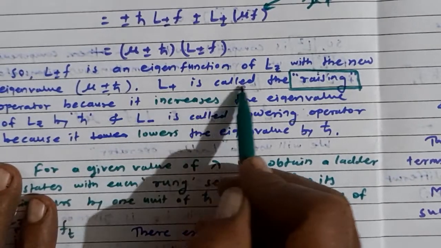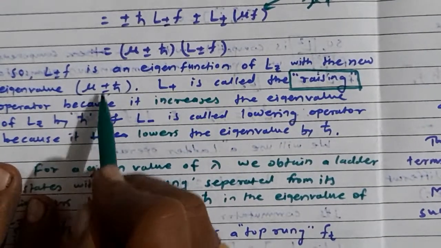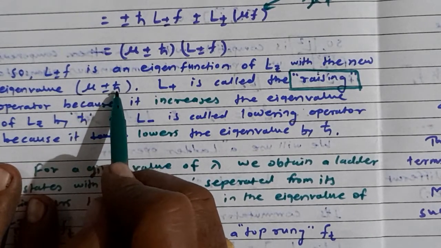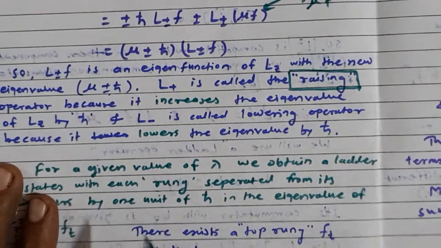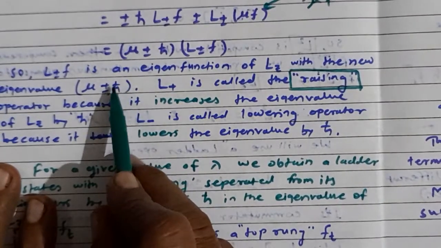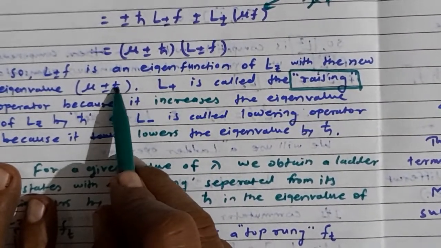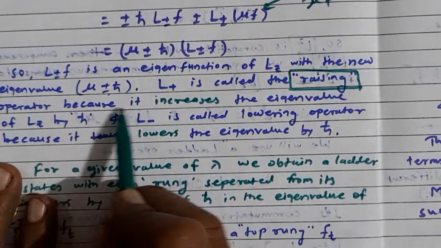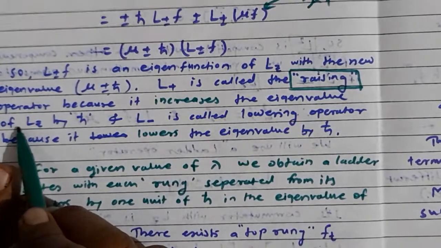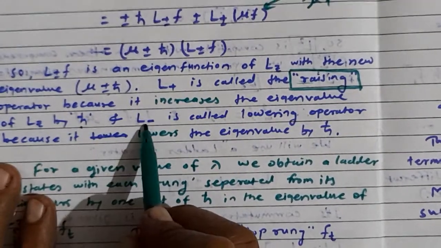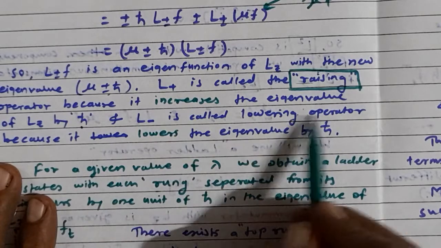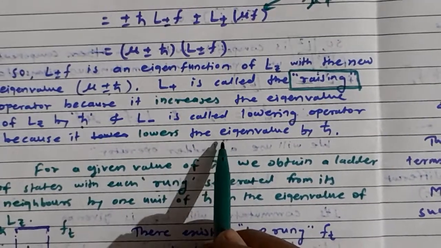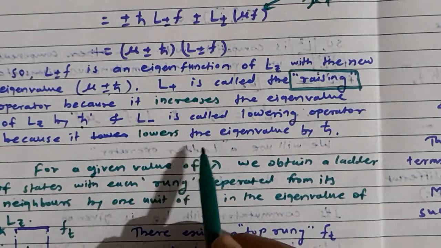So L plus is called the raising operator, because here we can see the eigenvalue has been increased, or raised, by one unit of Planck's constant, plus h cross. So L plus is called the raising operator, and it increases the eigenvalue of Lz by h cross. Similarly, L minus is called the lowering operator, because it lowers the eigenvalue by h cross. Okay, it lowers the eigenvalue by h cross.